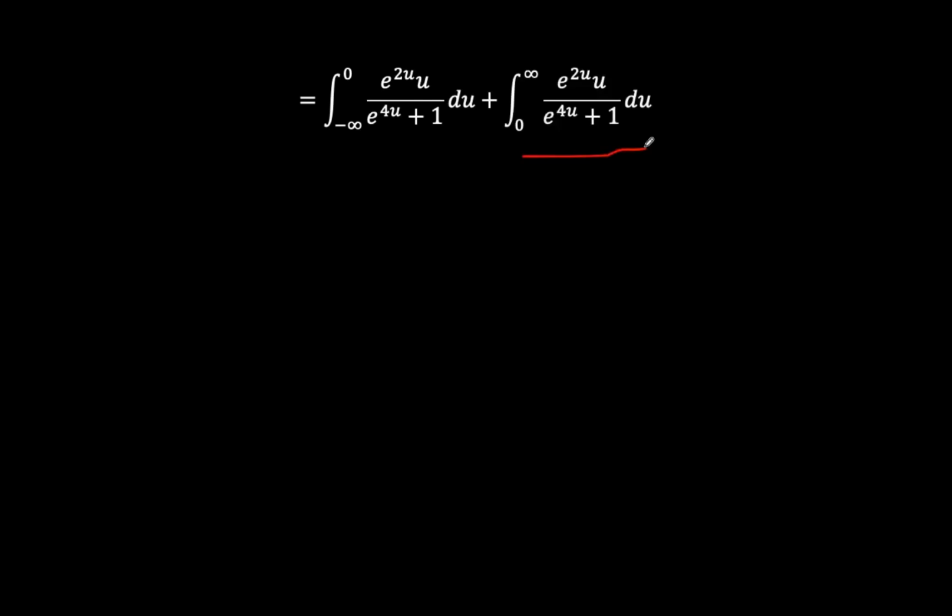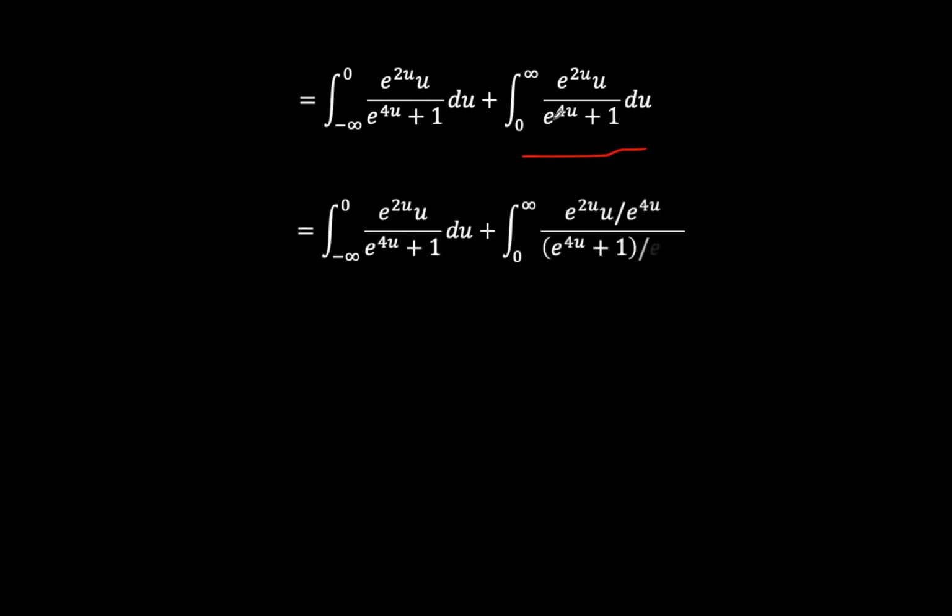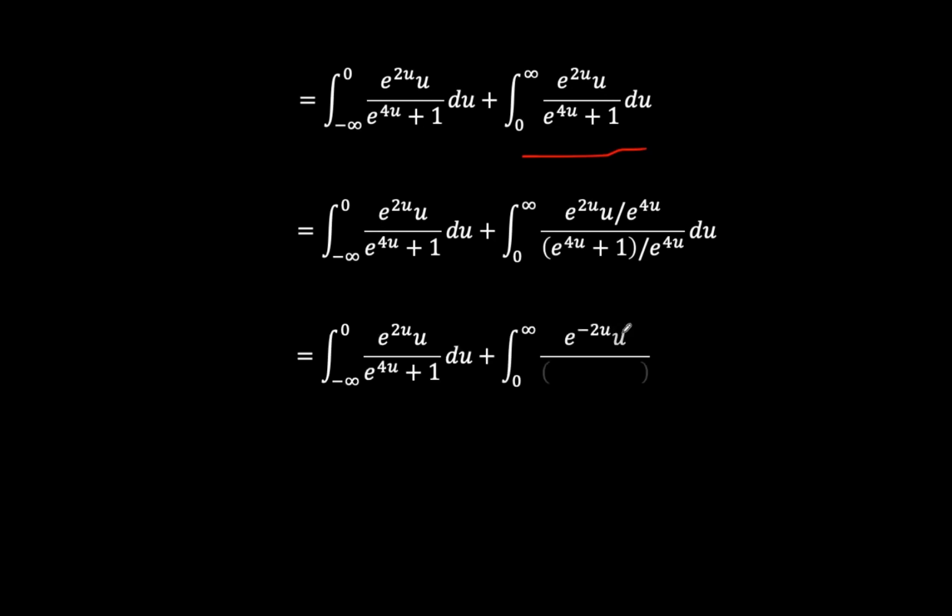Let's focus on the upper integral. If we divide both the numerator and denominator by e to the power 4u, and this is what we're showing here, you divide the entire denominator by e to the power 4u, the entire numerator by e to the power 4u. What that means is that in the numerator, we are left with e to the power negative 2u times u over 1 plus e to the power negative 4u, because e to the power 4u in the denominator divided by e to the power 4u becomes 1, and then this 1 divided by e to the power 4u becomes e to the power negative 4u.